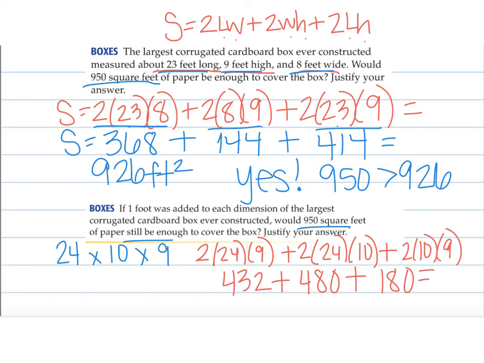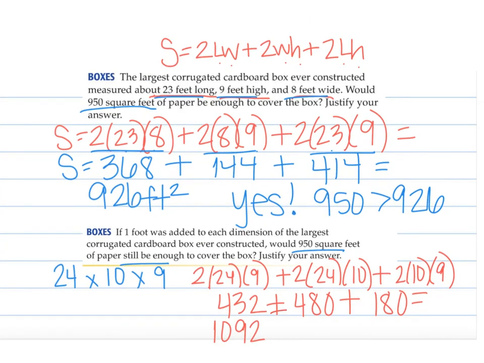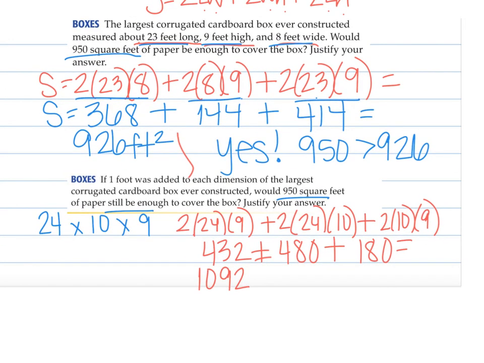Let's add those together. So 432 plus 480 plus 180 equals 1,092 feet squared, which now, no, I do not have enough because 950 is less than 1,092.